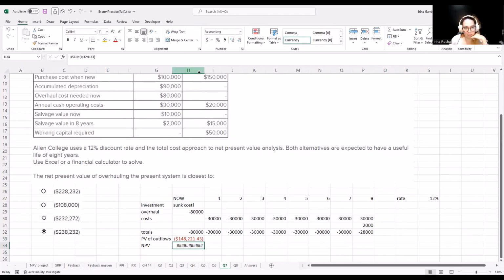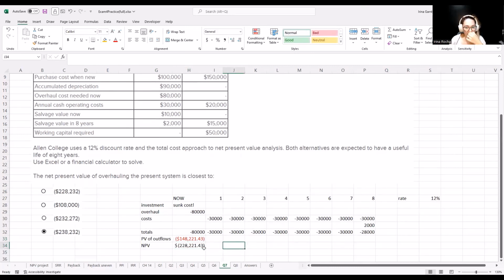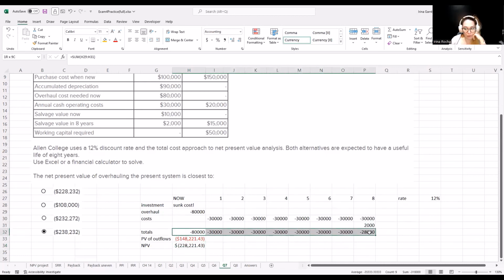This is telling me that fixing the system in today's dollars is worth $228,221. That's my actual cost in today's value, right? If we were thinking about just adding all of that together and we don't consider the present value, it's going to be a much larger number.